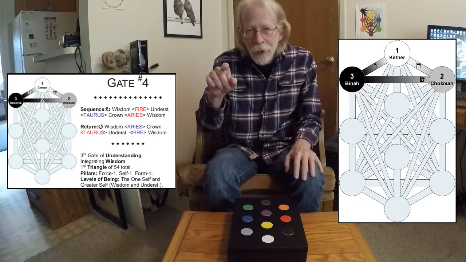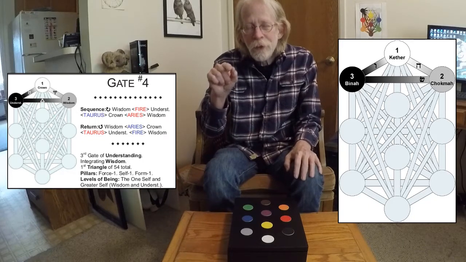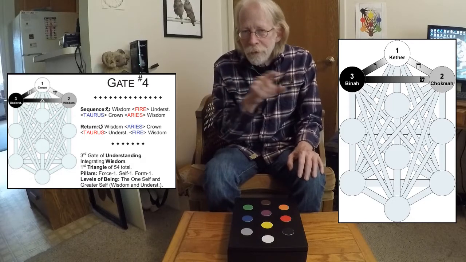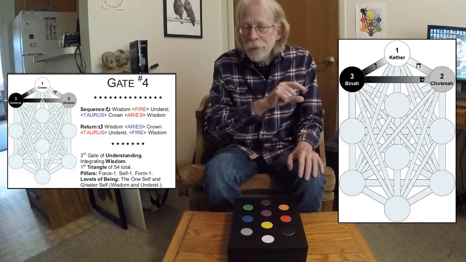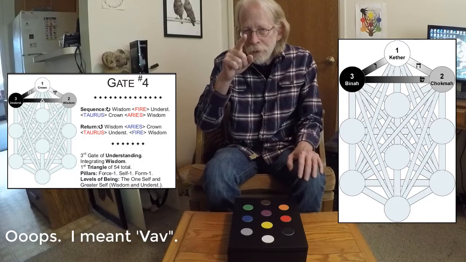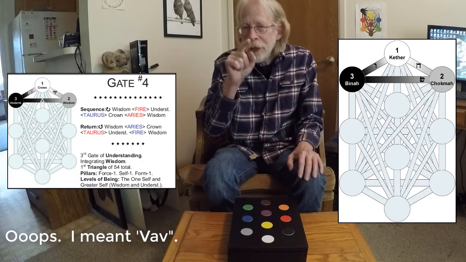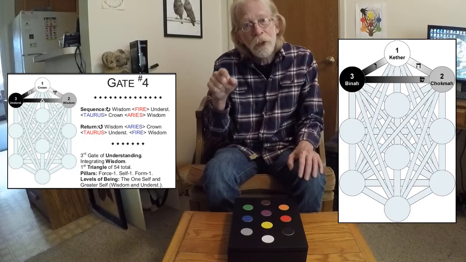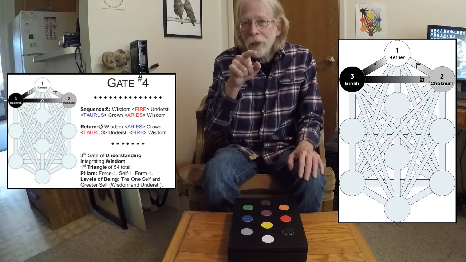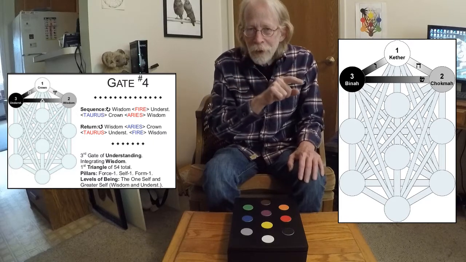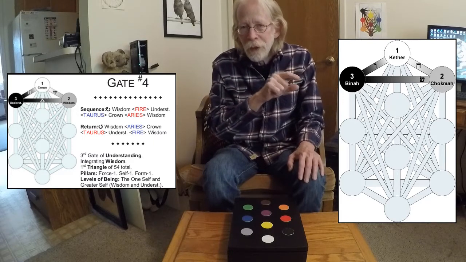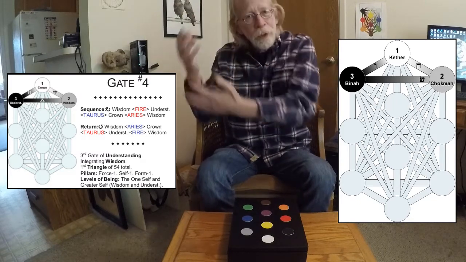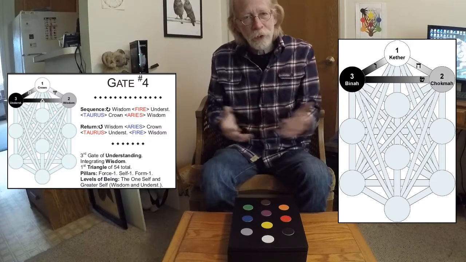We have the sequence of the gate goes from Chokmah to Bina via Shin, and then from Bina to Kether via Tav, and then Kether to Chokmah via He, and then it's a reverse: Chokmah to Kether via He, Kether to Bina via Vav, and Bina to Chokmah via Shin. So it's a movement along the gate and then a reverse movement.